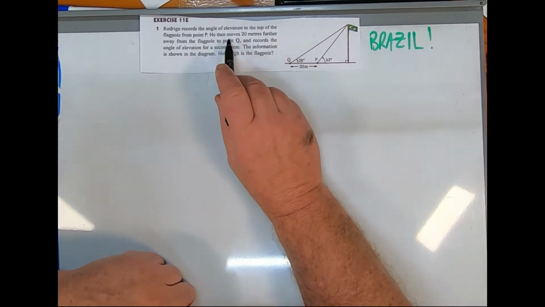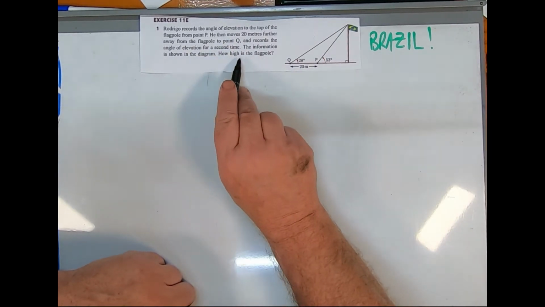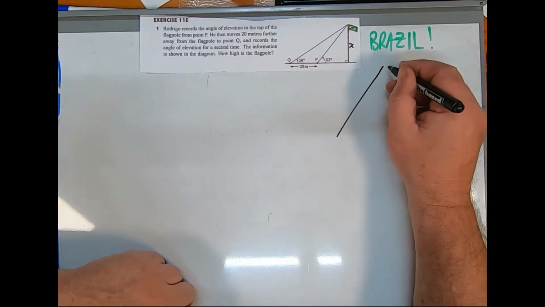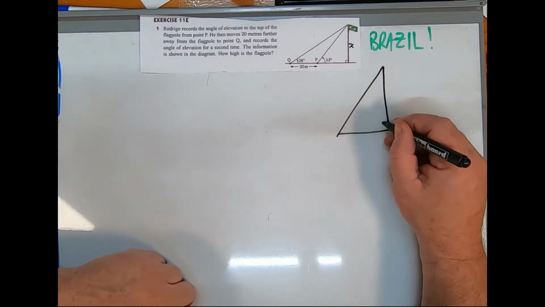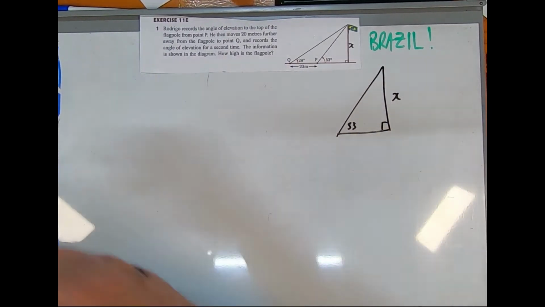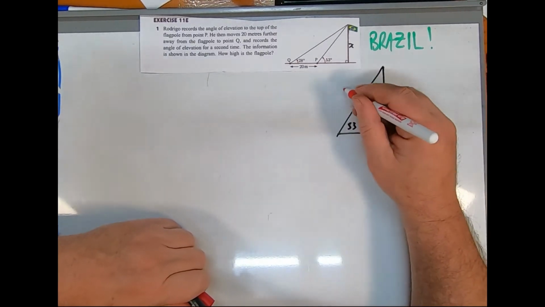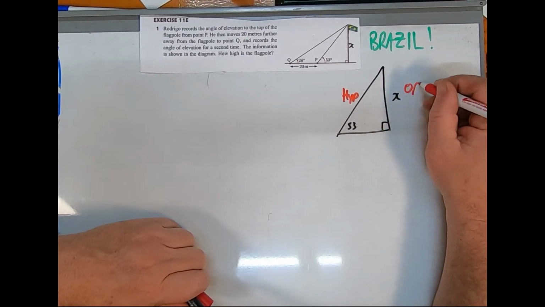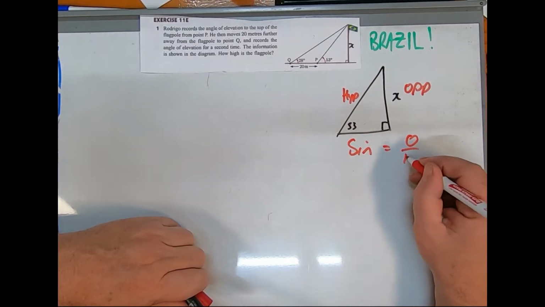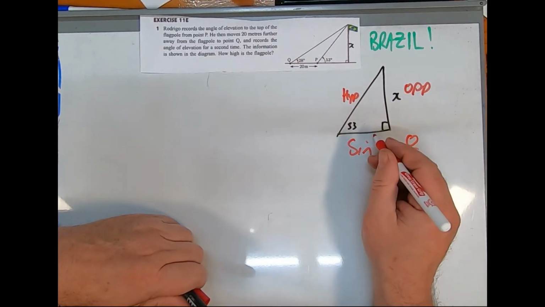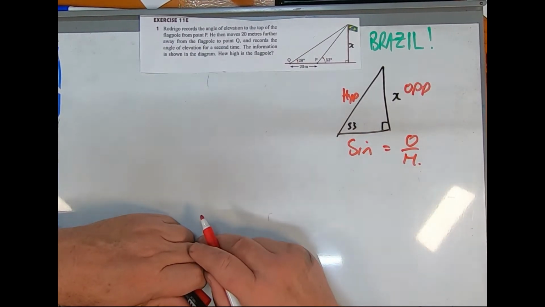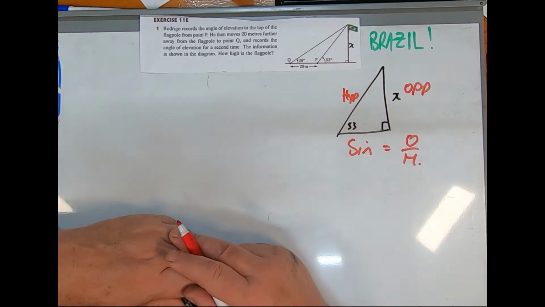So, what do we want from this question at the end? How high is the flagpole? X. So, this is how the question is going to finish. I've got a lovely right angle, I've got a 53 degrees, and I've got an X. This looks to me like hypotenuse and opposite. This looks like sin equals O on H. Or maybe the bottom, tan. Maybe it's tan.